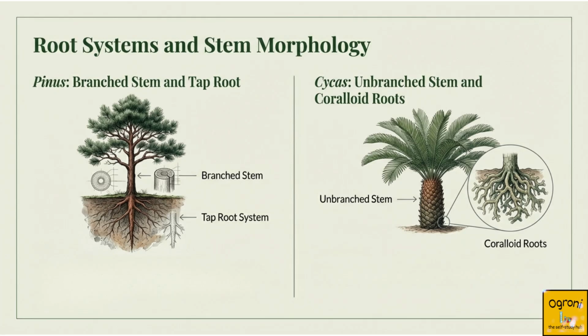The stem is erect and woody. It is branched in Pinus and unbranched in Cycas. Leaves are needle-like in Pinus and pinnate leaves are seen in Cycas.